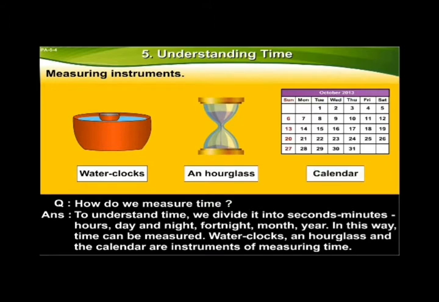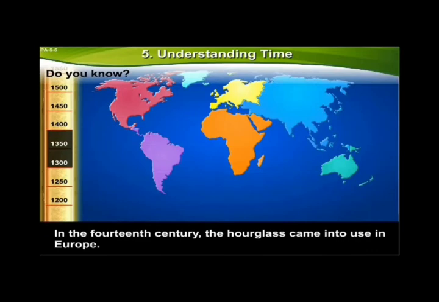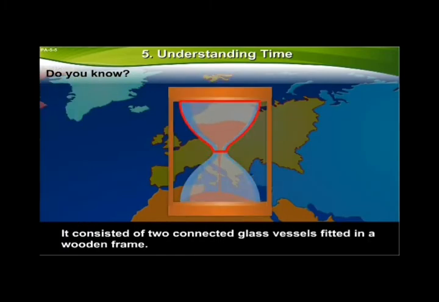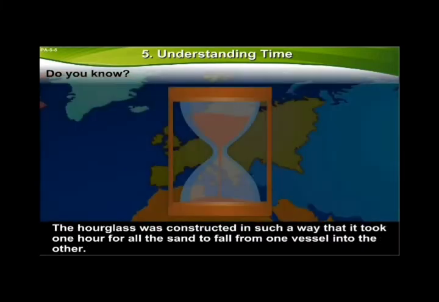Water clock, an hourglass and the calendars are the instruments of measuring time. This is a water clock, an hourglass and the calendar. Do you know? In the 14th century, the hourglass came into use in Europe. It consisted of two connected glass vessels fitted in a wooden frame. Dry fine sand was poured into one of the vessels. The connecting hole between the vessels allowed the sand in the top vessel to fall into the lower vessel.